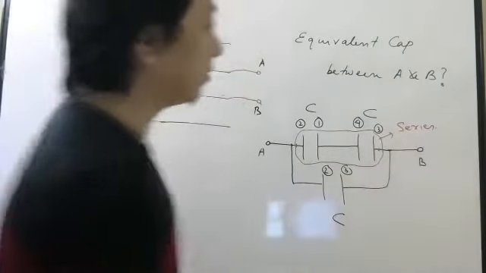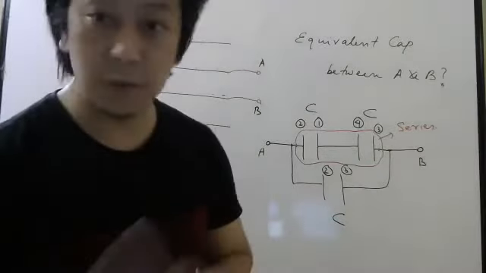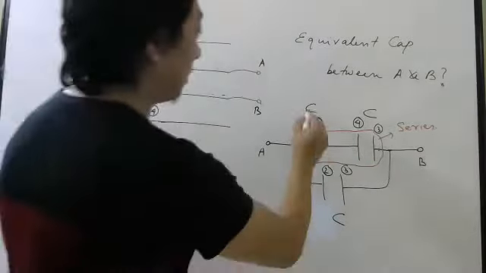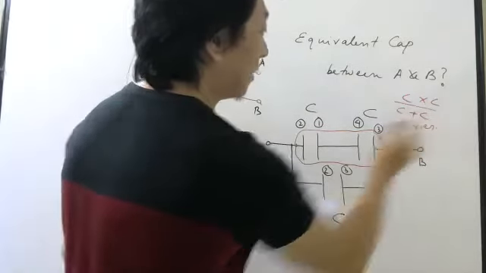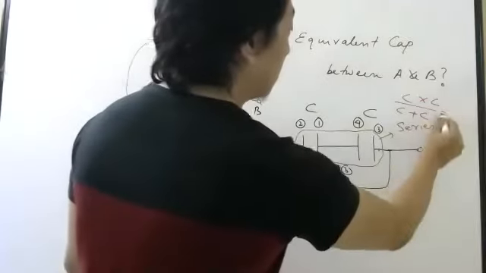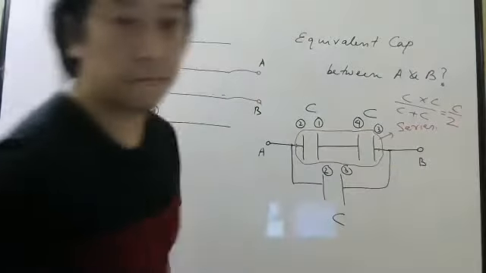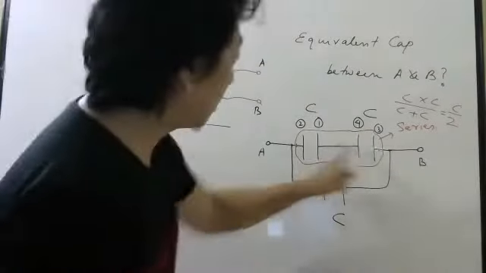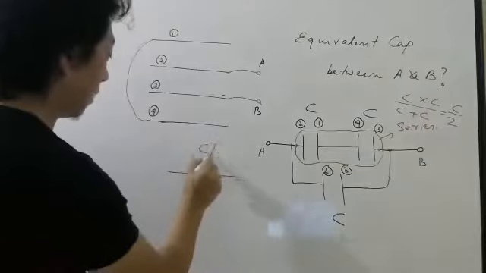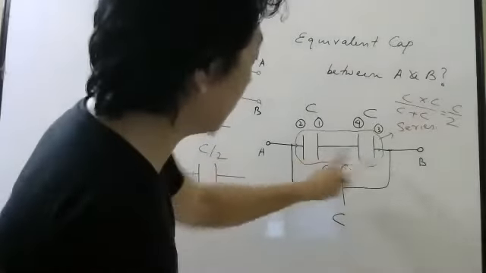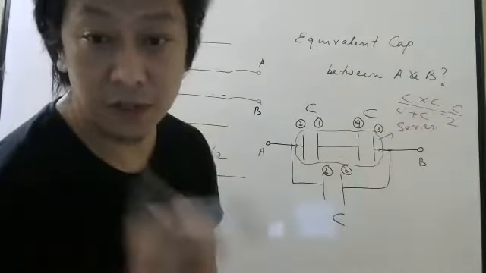In series, what is the formula? C1 C2 by C1 plus C2. So it will be C into C, C plus C. That will give you C by 2. Right, students? So these two can be replaced by one capacitance whose value will be C by 2. Why C by 2? Because these two are in series. So apply the formula for series.